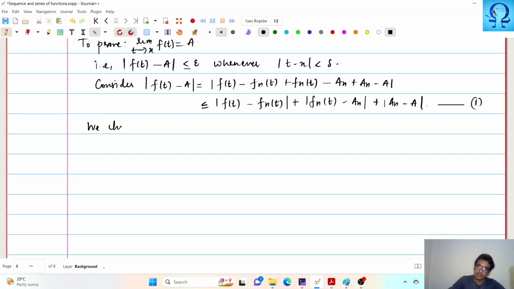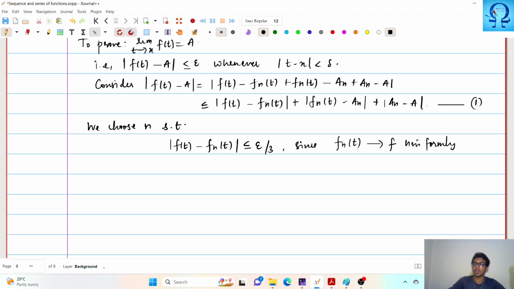We choose n such that the absolute value of f(t) minus fn(t) is less than or equal to epsilon upon 3. This is due to the fact that fn(t) converges to f uniformly. So we would be able to identify one such big N such that this is happening. And here this is true for all t in E, right?